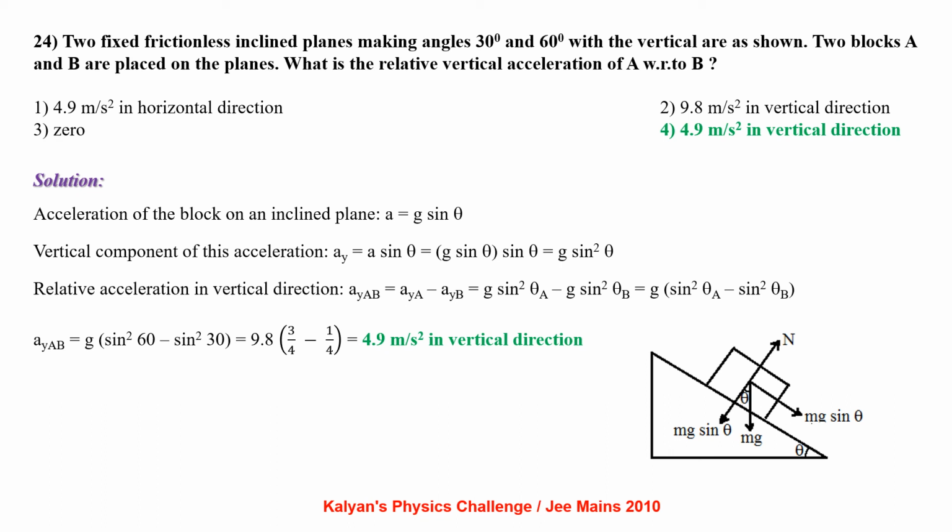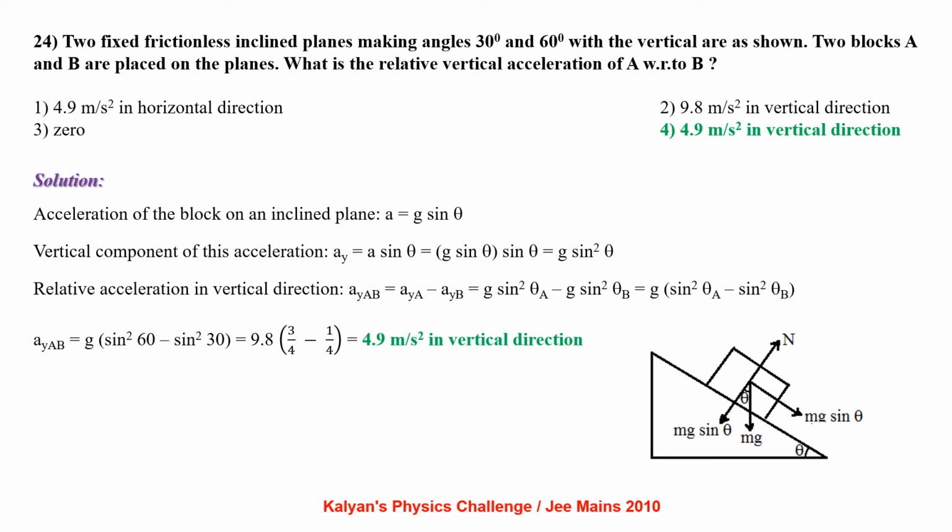The acceleration of an object on an inclined plane is given by a equals g sin theta. Now the vertical component of the acceleration, Ay, is a sin theta, that is g sin theta times sin theta. See the diagram. It is g sin square theta.